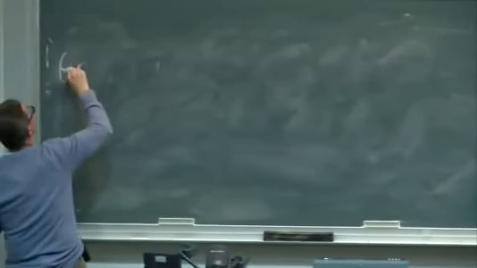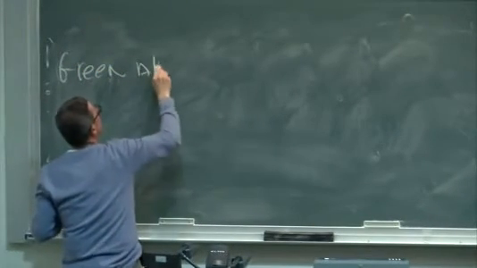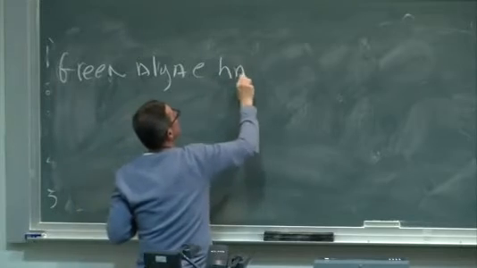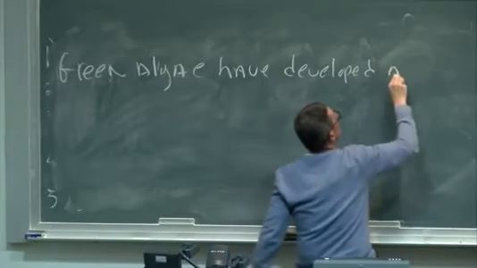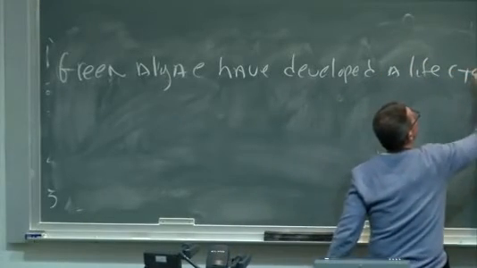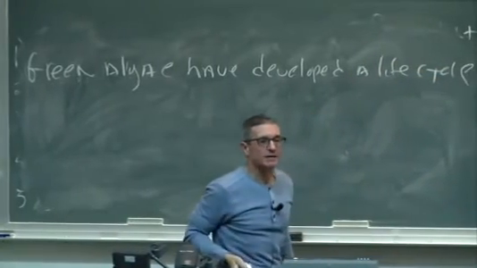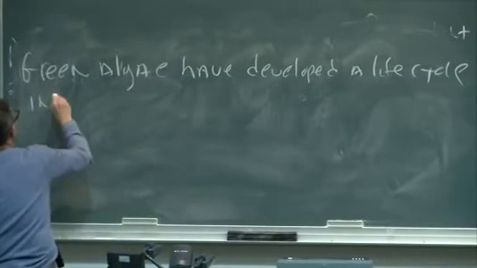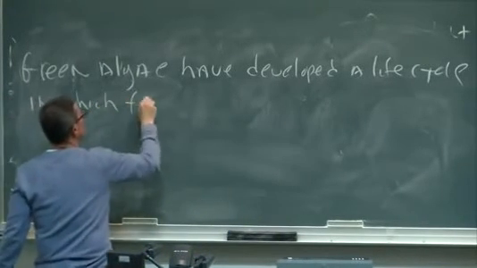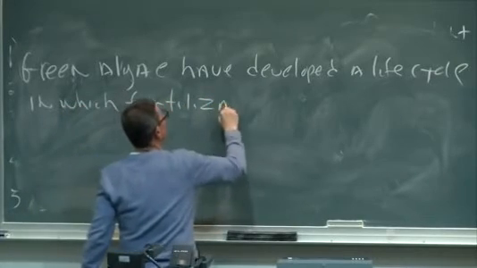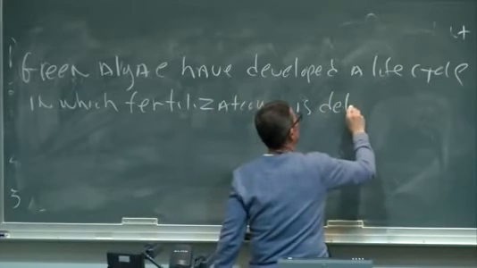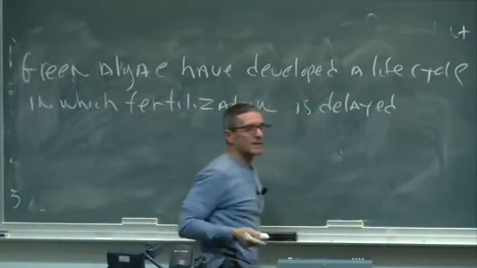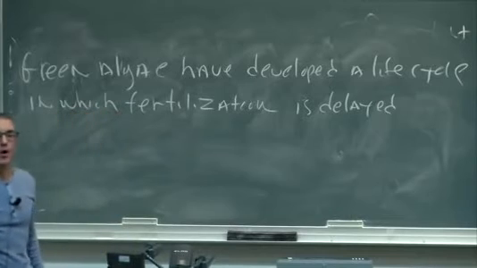So what the algae have done, the green algae, have developed a life cycle in which fertilization is delayed. It's delayed. And it is delayed by the production of a new organism.